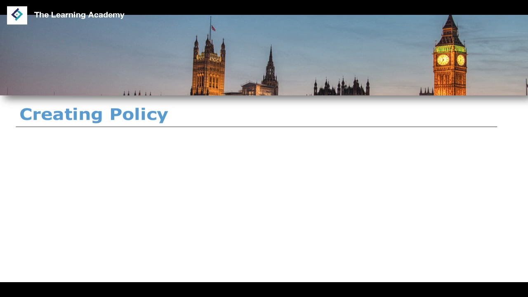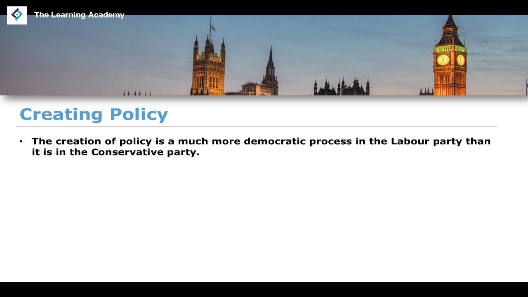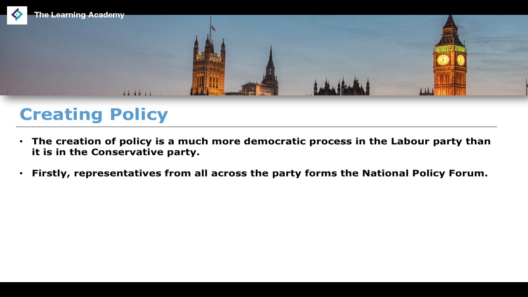Now, when it comes to creating policy, as I've already mentioned earlier on, again, this is a much more democratic process than that of the Conservative Party. With the Conservative Party, we have a much more top-down approach, whereby we have the leader and members within the leadership of the Conservative Party effectively deciding what policy should go where in the manifesto. The Labour Party is a little bit more democratic. People get to vote on it in a bit more of a broader sense.